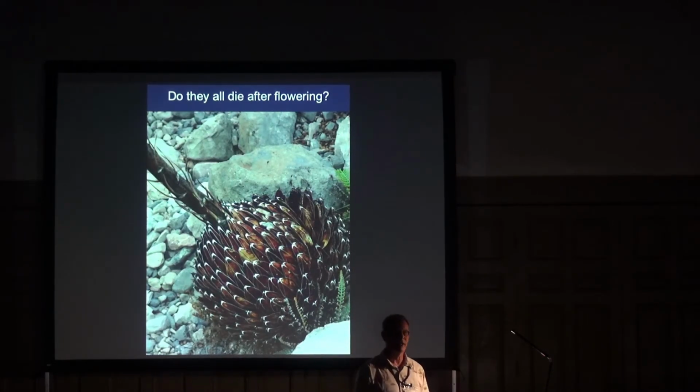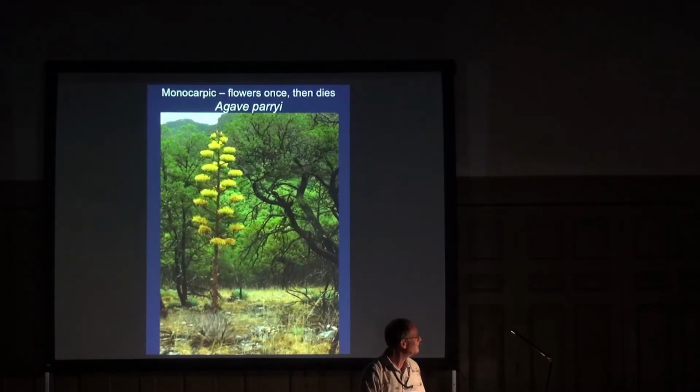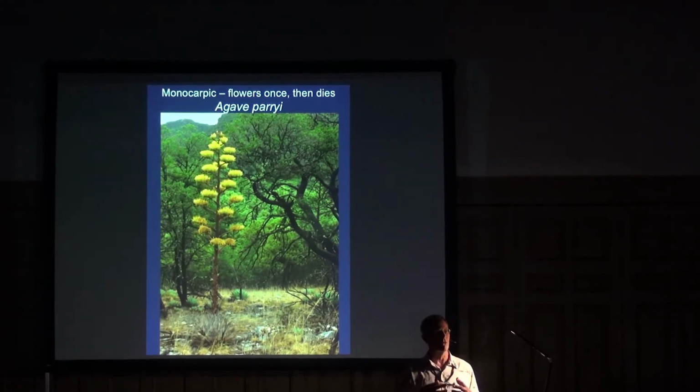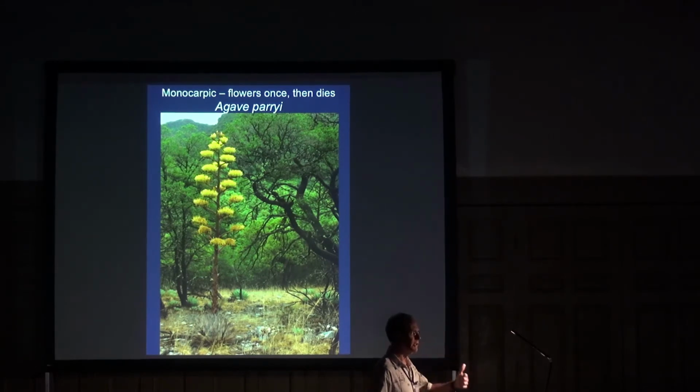Now, do they all die after flowering? Well, no, they don't. And we'll look at some of those. Gentry coined the term, well, I don't know if he coined it, but he used the term monocarpic for agaves. Now, they're not all monocarpic, but monocarpic means that it flowers once and then dies. He also used the term multi-annual for plants that grow for many, many years, flower and then die. So in essence, they were a long-lived annual. They grew more than one year, so he used the term multi-annual.